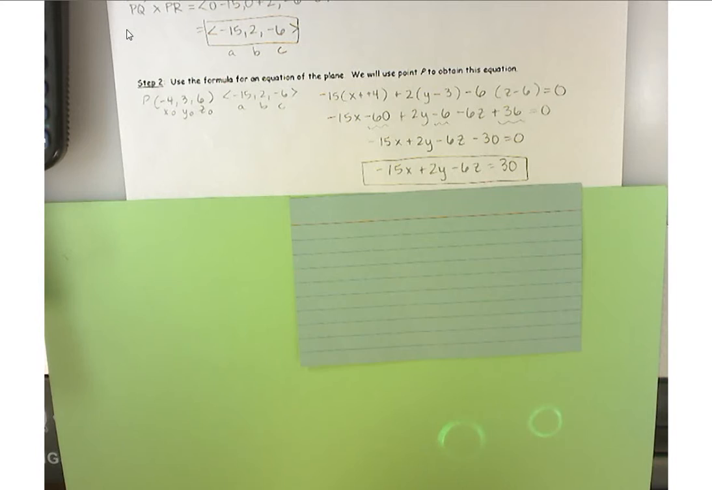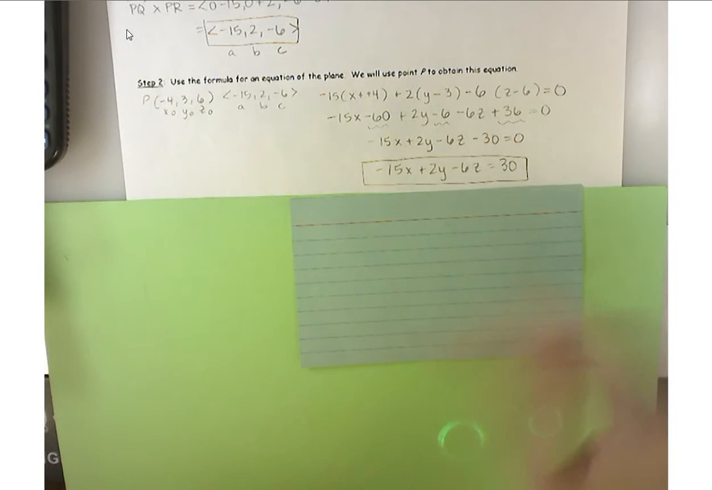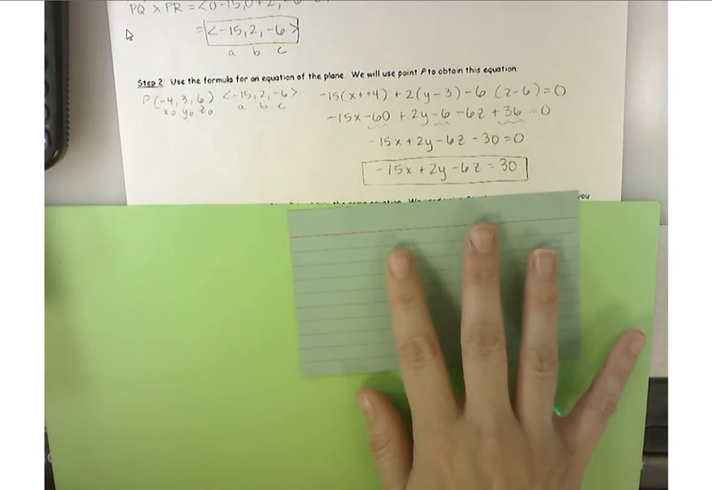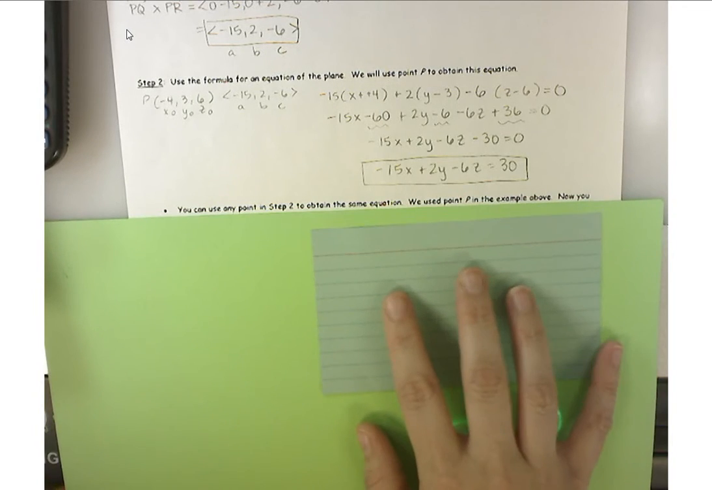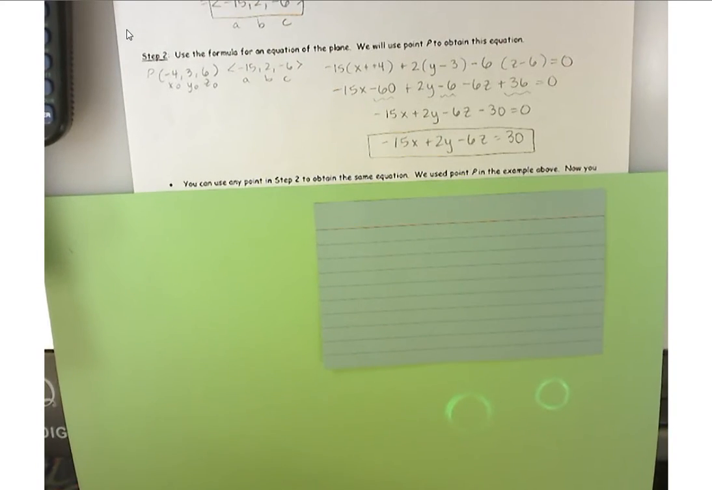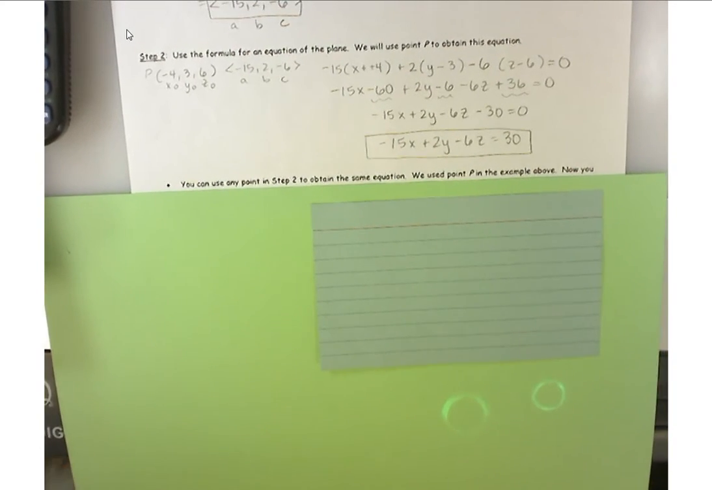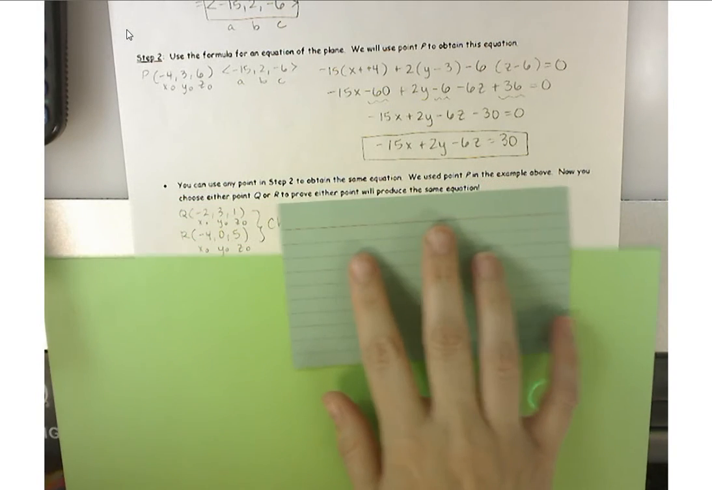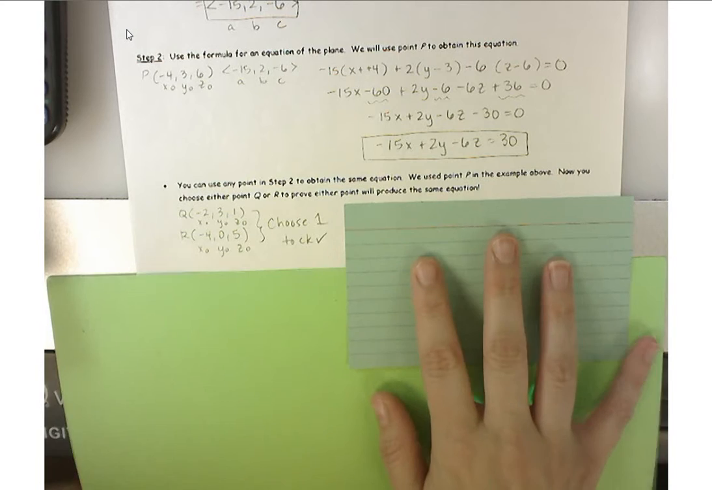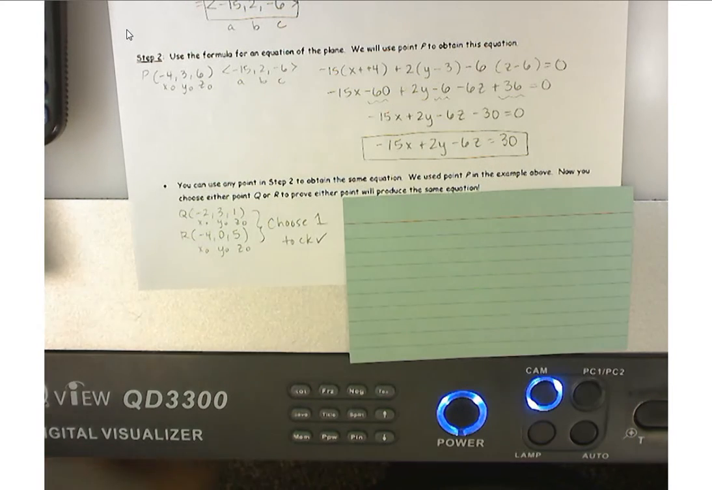And then your last step is just to move that constant term over. So your equation is going to have x, y, and z on the left side of the equation, and then your constant term, or in some cases it might be 0, on the right side. Now for step 2, we use point P. But you can use any point in step 2 to obtain the same equation. So you're going to choose if you want to use Q or R. Just pick either one of those, and we're going to use that to check.